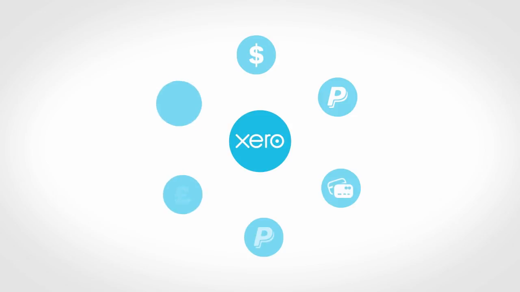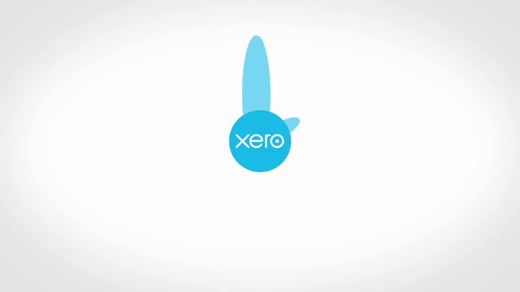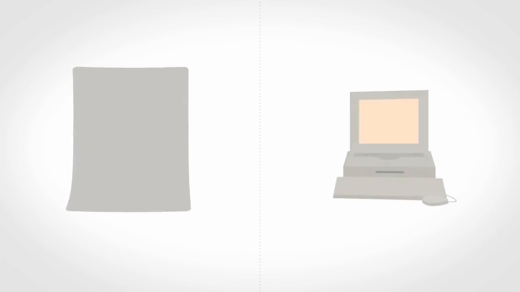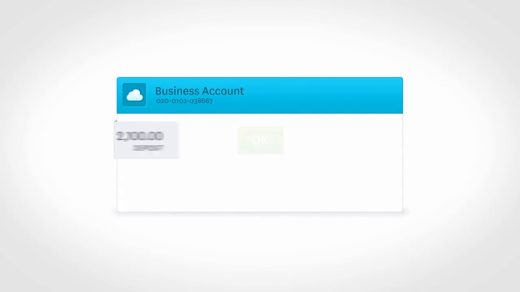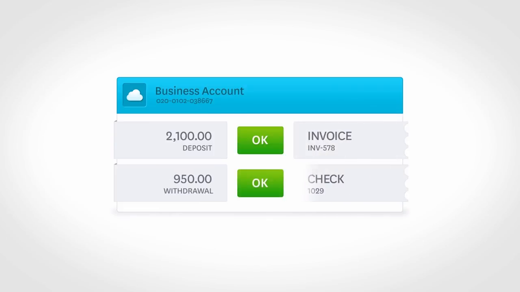Xero is designed to automatically import your bank, credit card, and PayPal transactions using what we call bank feeds. So how does reconciling the bank in Xero work? Well, in the old days, you took your bank statement and manually entered the transactions into your desktop accounting software. Then you had to perform a reconciliation to make sure the two balances agreed. But with Xero, your bank statement is already in the software.